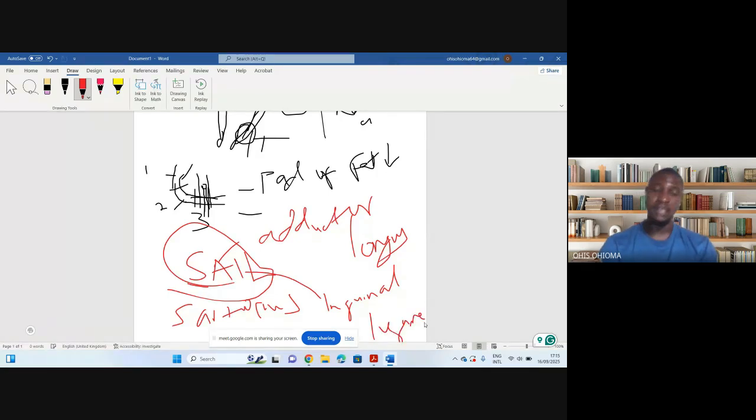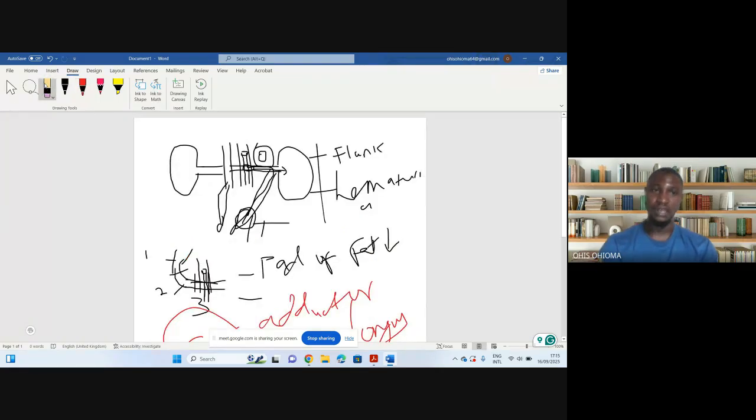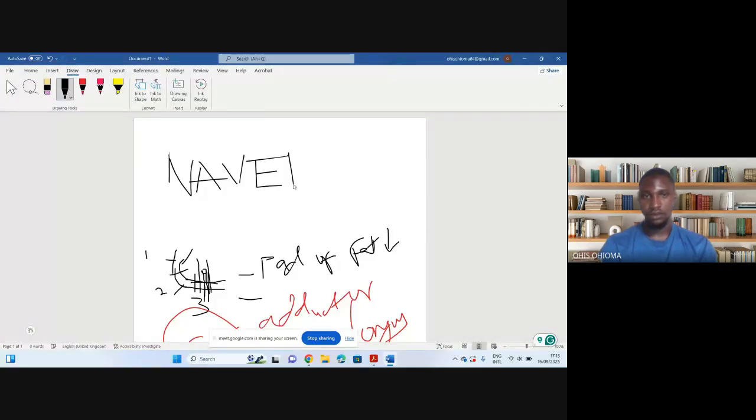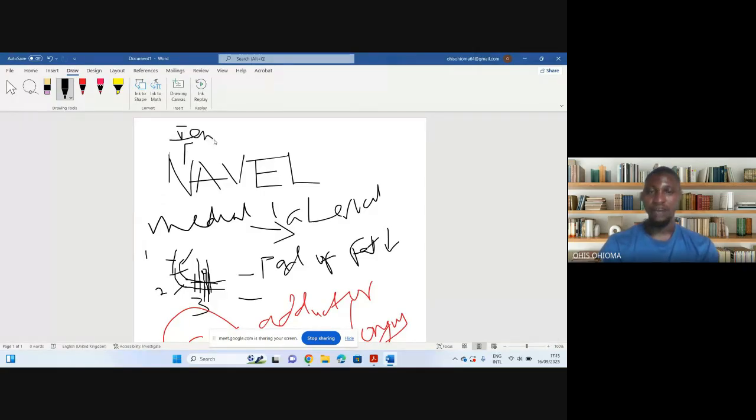And this triangle has a neurovascular bundle. The neurovascular bundle is made up of a nerve, an artery, and a vein, and we arrange it as NAVEL, from medial to lateral. The nerve there is the femoral nerve. And the femoral nerve, I would repeat, is not part of the femoral canal.